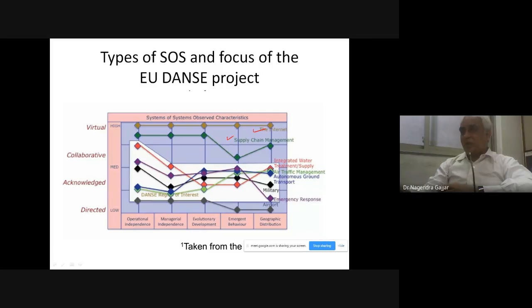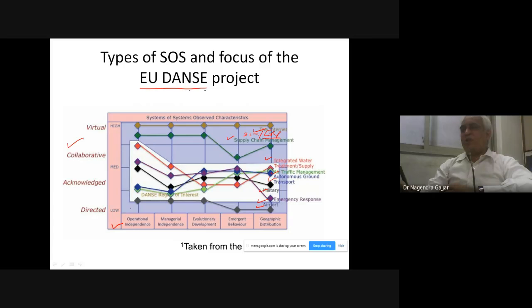Supply chain management, we call it SCM, or another representation is my ERP, enterprise resource planning. I have an integrated water treatment, supply, air traffic management, autonomous ground transport, military applications, emergency response, or airport. These are some of the criteria I have taken from the European Union DANSE project, the classification for the virtual, collaborative, acknowledged, directed versus traits.